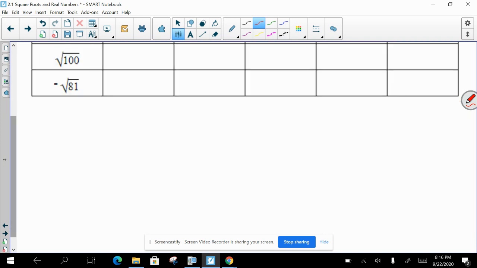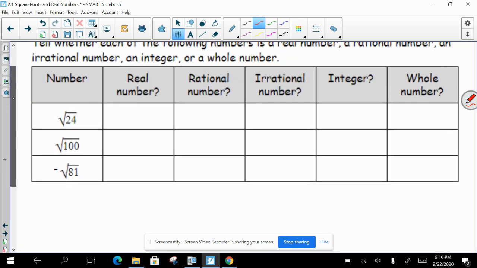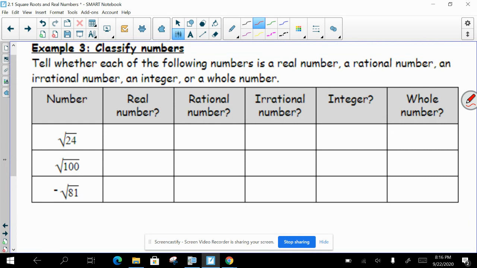So the last example, there are 2 more examples. This next example we're going to classify. So tell whether each of the following numbers is real, rational, an integer, or whole number. Actually, you know what? I'm going to have you do this in class tomorrow. If you're watching this video now, you're going to be doing it during class. So you can think about what the answers would be, and you'll do your answer tomorrow. But I will do this last example with you.